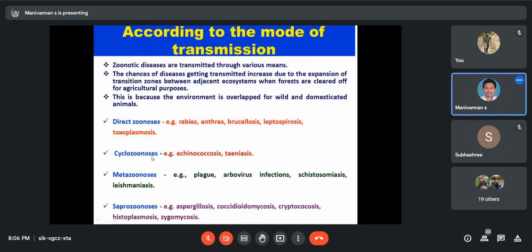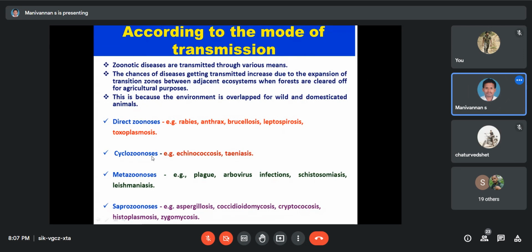What is a biological agent? Viable microorganisms that cause disease. What are the zoonosis categories based on the zoonotic organism? Viral zoonosis, bacterial zoonosis, fungal and protozoan zoonosis, and helminth zoonosis.